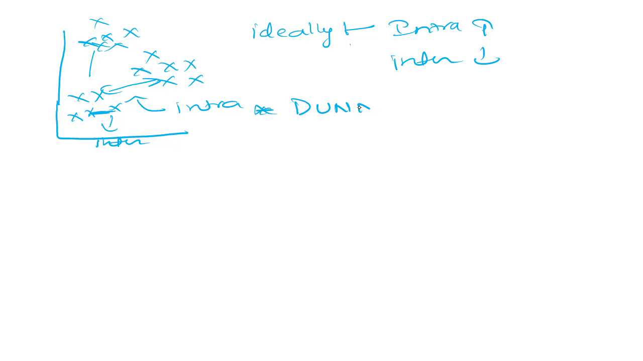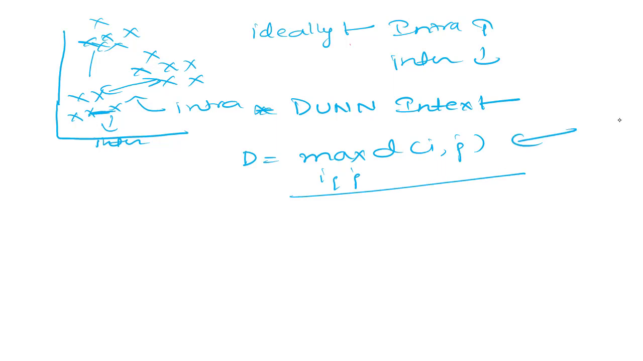Okay, so we have talked about the Dunn index. The Dunn index is simply an evaluation matrix. It is written as D equals the max of the distance between i and j, which are two data points, which is obviously the intercluster, the numerator, and the denominator is simply the intracluster, where you want the maximum distance between the values.